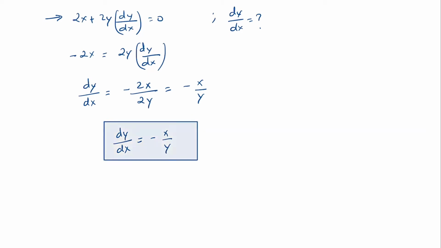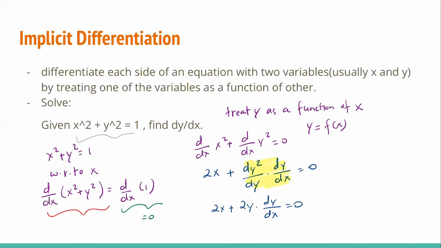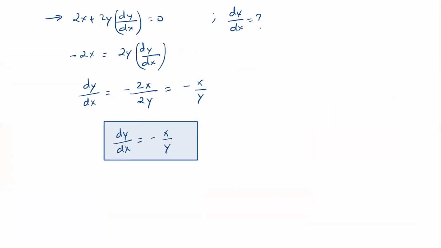So basically, what we just did here is we differentiated each side of an equation with two variables, x and y, and we treated one of the variables as a function of another, right? So that means dy over dx for this kind of equation is negative x over y.